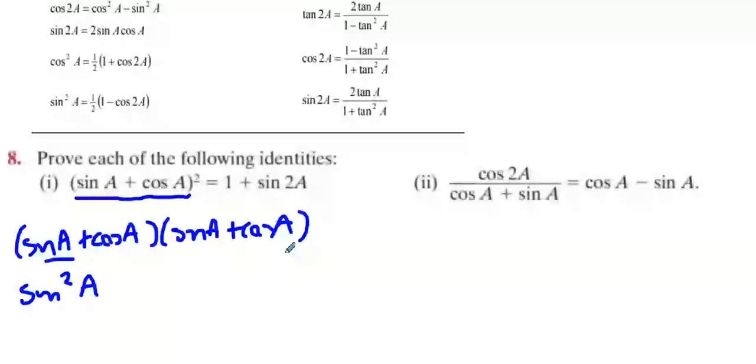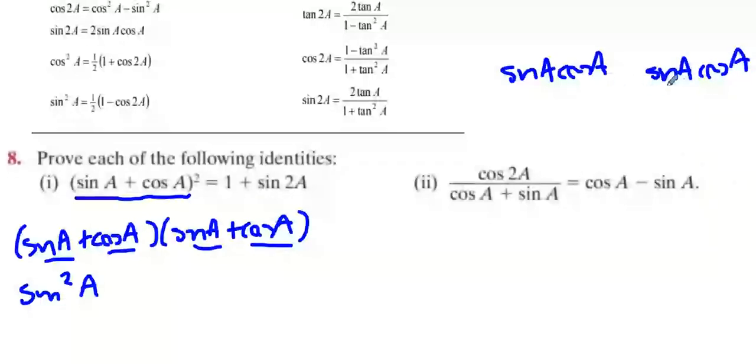Sine A by cos A. Sine A cos A, yeah. And then cos A by sine A, also a sine A cos A or cos A sine A. Doesn't matter which way it is. Once we add them both together. Okay. Cos A by cos A.